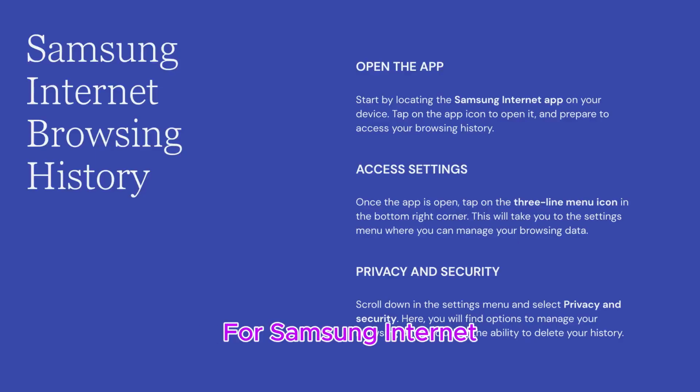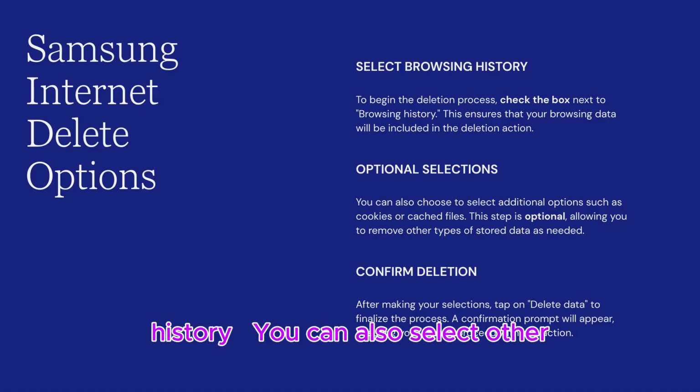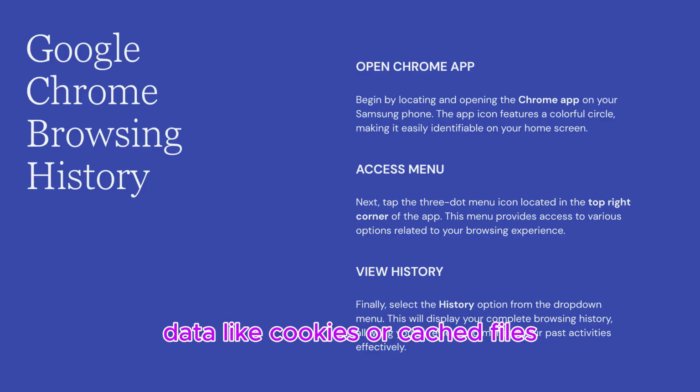or Chrome. For Samsung Internet, open the app and tap the three-line menu icon. Tap on Settings, scroll down and tap on Privacy and Security. Tap on Delete Browsing Data. Check the box for browsing history. You can also select other data like cookies or cached files. Tap Delete Data and confirm.